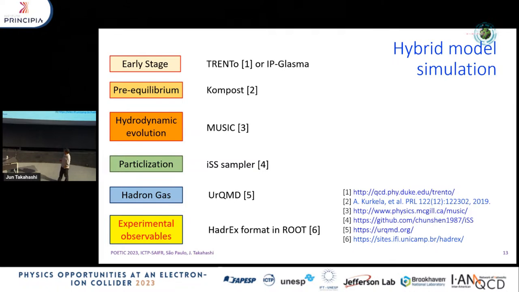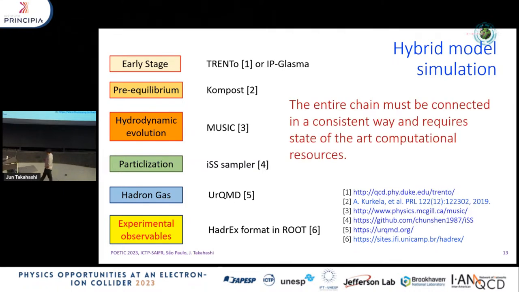That's the whole point. This entire chain must be connected. It's not a simple task, because you have to make sure that at every step, there is consistency between what one box spits out and what the other box needs. You sometimes need to write some connection code and all that. And obviously you need state-of-the-art computational power to generate event-by-event simulation. That is the key advantage of our chain, that you can do it on an event-by-event basis.